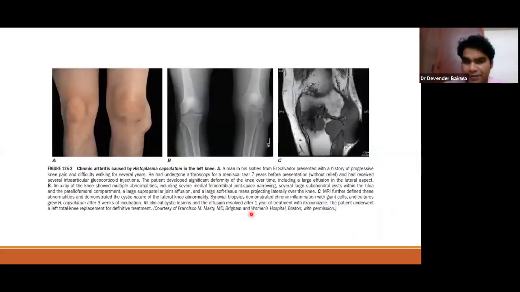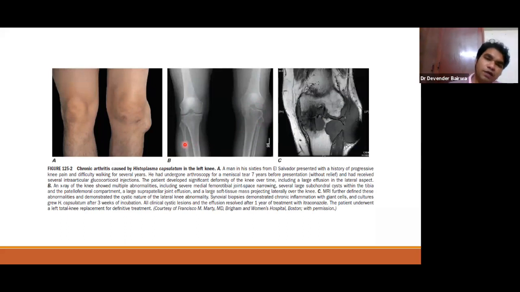This figure is from Harrison. You can see a case of Histoplasma capsulatum in the left knee. This patient had a history of intervention to the joint, and many years after that, he developed some swelling. You can see the soft swelling there. This is nothing but reactive synovial proliferation, and in this X-ray as well you can see loss of joint space, periarticular osteopenia, and soft tissue swelling.